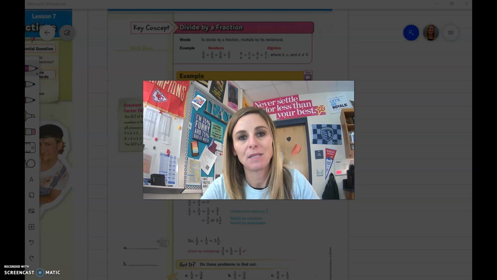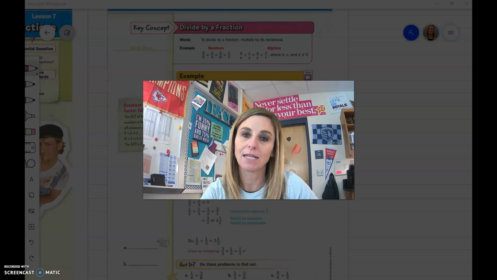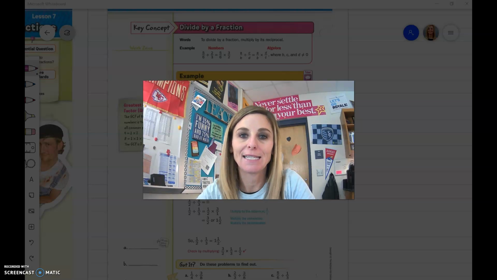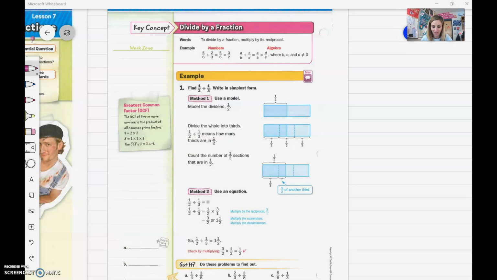Hello, 6th grade mathematicians. We are going to go ahead and get started on Chapter 4, Lesson 7, which is dividing fractions. So go ahead and get your book open to page 318, and again, we're going to be dividing fractions, and we're just going to jump right in and get started.